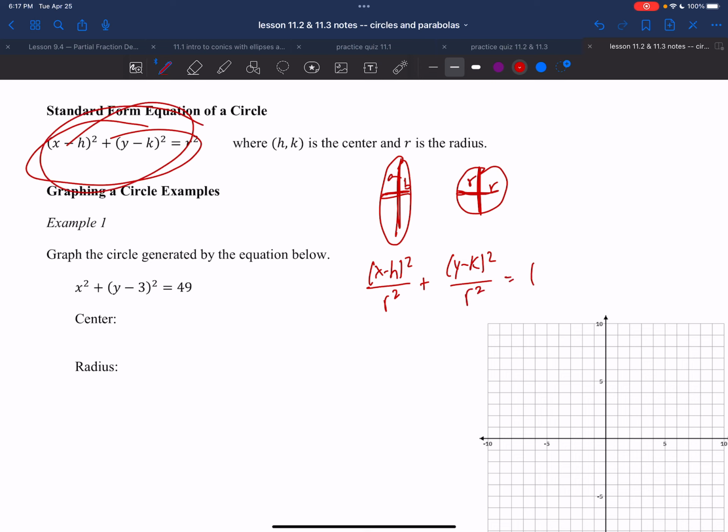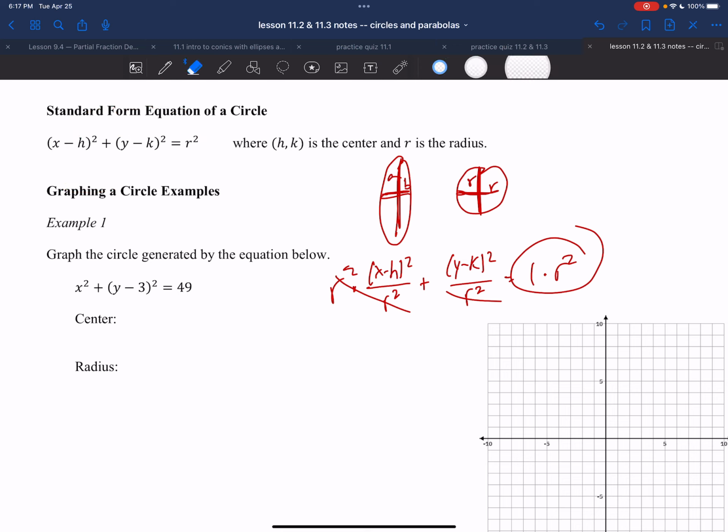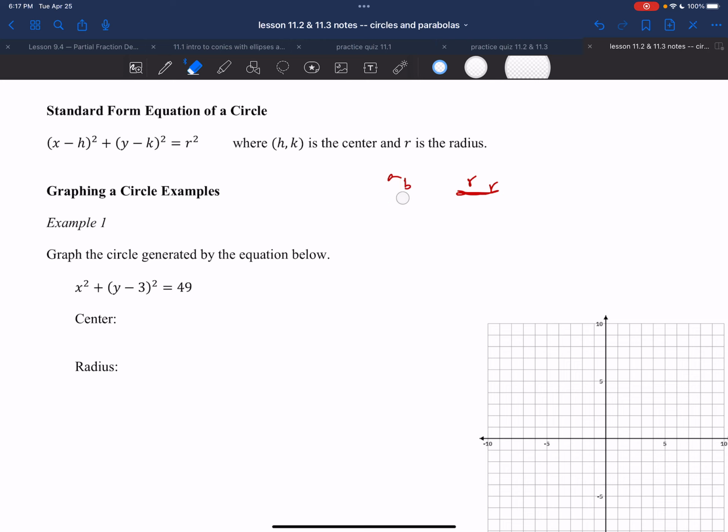So where is this equation coming from? I'm just multiplying both sides by r squared. So I'm canceling out those denominators, and I'm just moving r squared to the right side. It just looks nicer that way, right? It's easy to tell what the circle is. We don't need to deal with fractions.